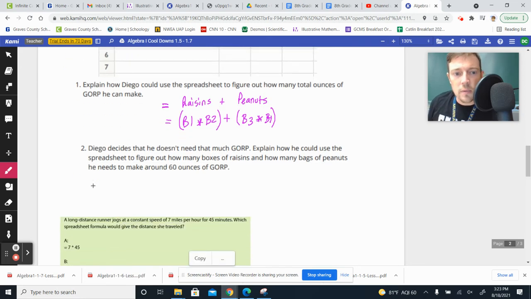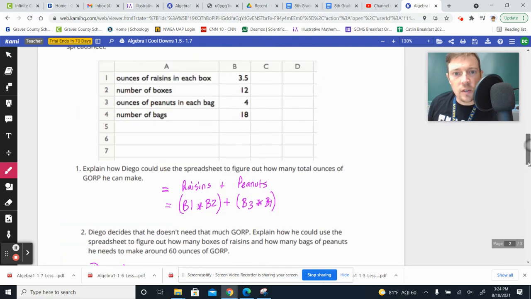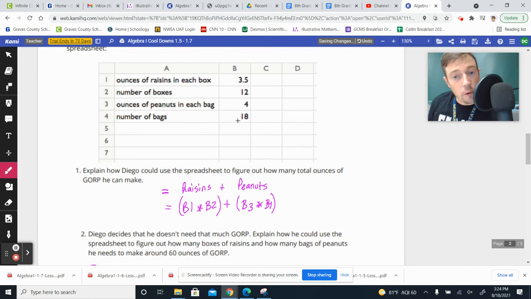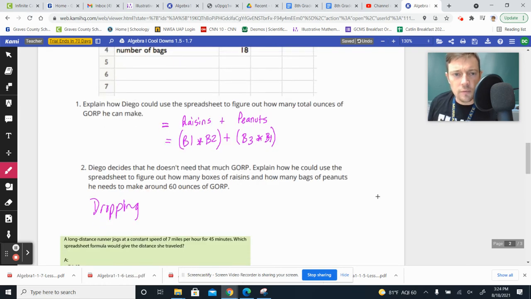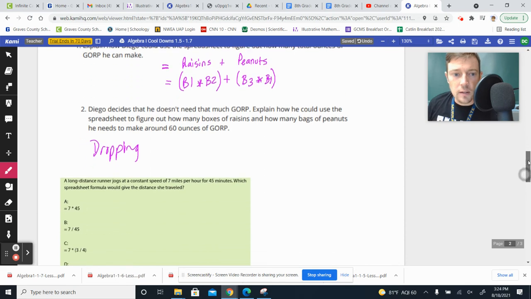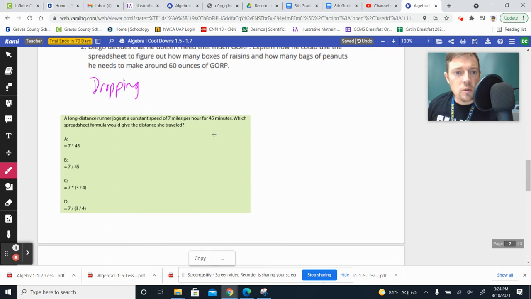So, write something here where you're dropping the numbers in cells B2 and B4 until you get close to 60. Write that in your own words. I'm not going to write this down for you. I've talked about it. If you've listened, I'll read that and have an idea if you're on the right track. We'll do this last one here.